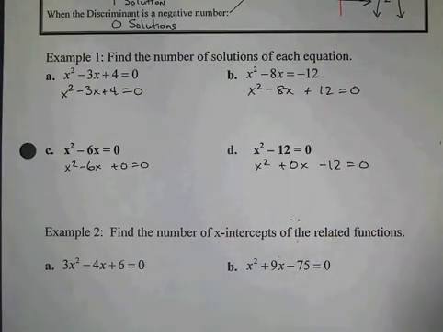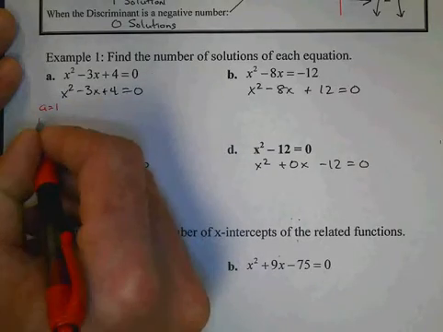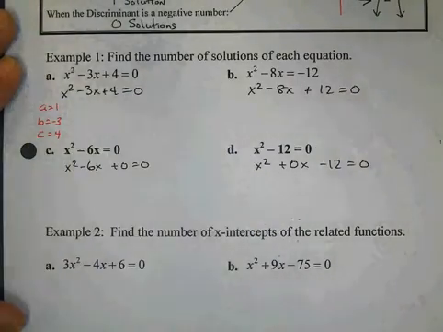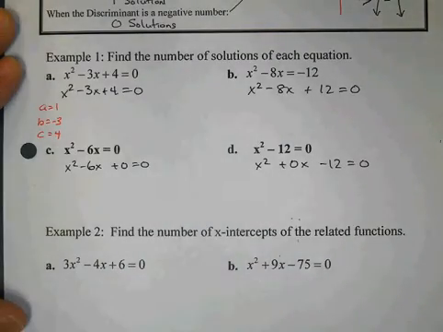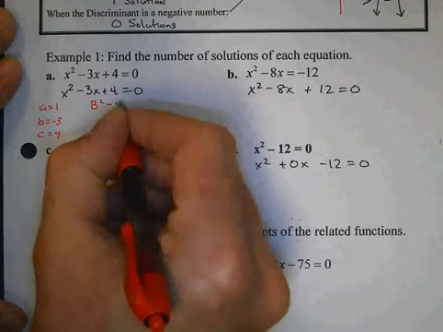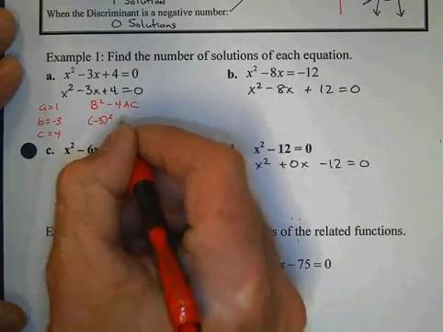So off to the right, I'm going to put on each one a equals 1, b equals negative 3, c equals 4. Now think with me here. b squared minus 4ac. Negative 3 squared minus 4 times 1 times 4.